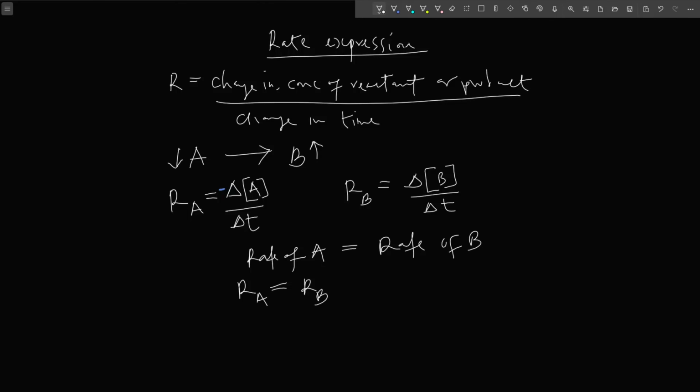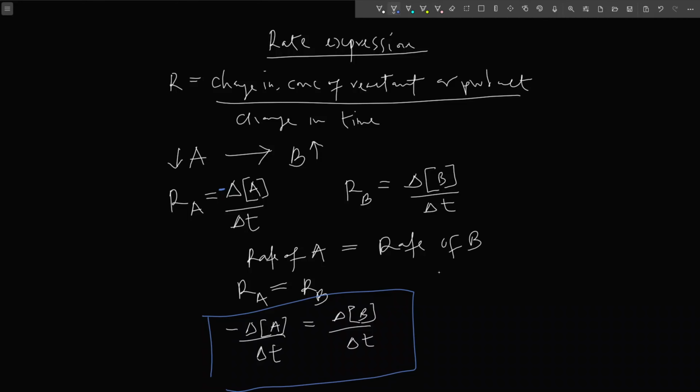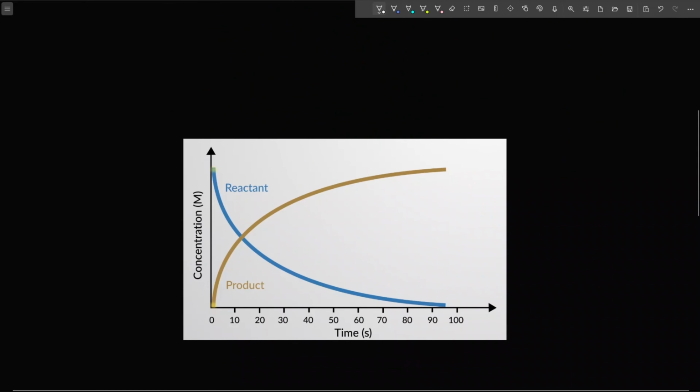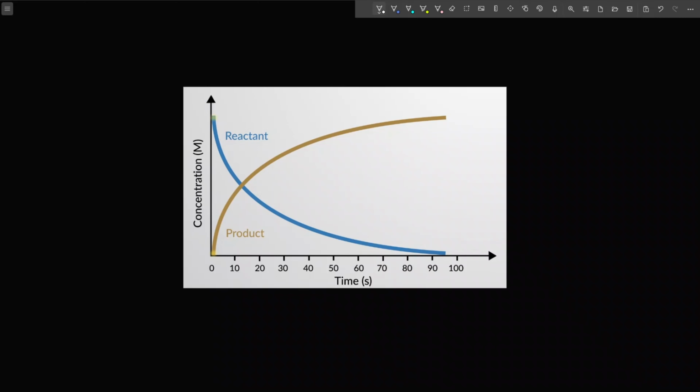Also, the rate of A is equals to minus change in concentration of A over change in T. And this is going to be equals to the rate of B, which is also what? Change in concentration of B over change in T. We call this the rate expression. Okay, let's take a look at this diagram below.